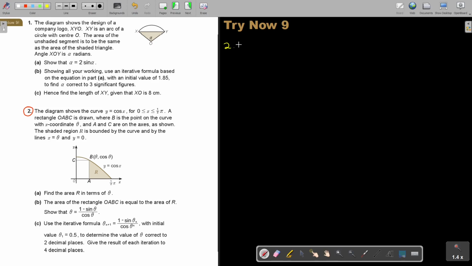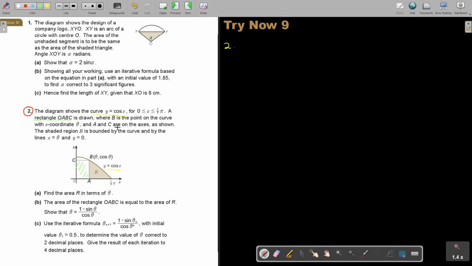Number 2. The diagram shows the curve. That is very important. That is the curve, and it's between 0 and a half pi. A rectangle OABC. So just take notice, that's the rectangle.